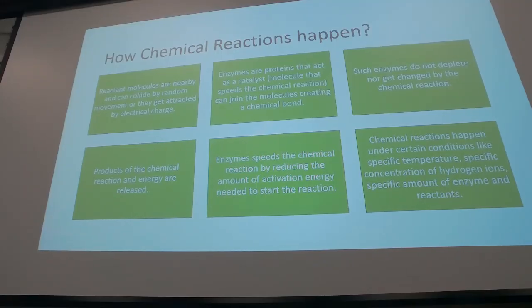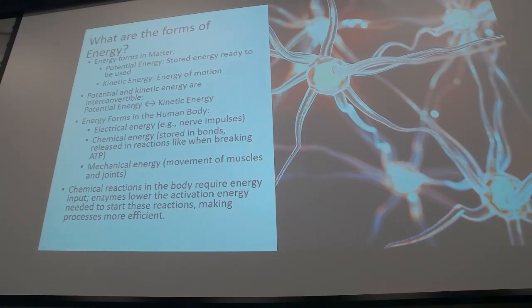So then temperature, concentration of the reactants, pH affects the chemical reaction, and of course, the presence of enzymes. Now, the forms of energy: we can have stored energy or potential energy, which is the energy that can be used. And then we have kinetic energy, which is energy in motion when someone is doing work. Both of them are interconvertible. So kinetic energy can be converted into potential and potential into kinetic.